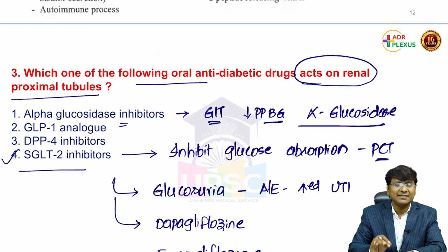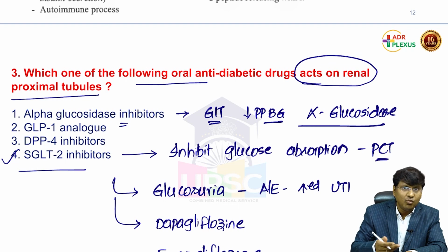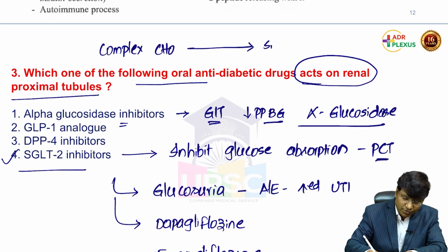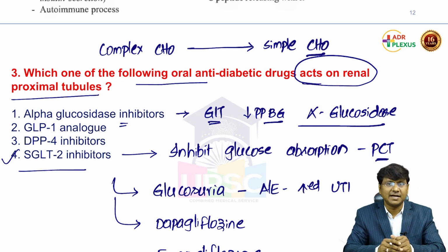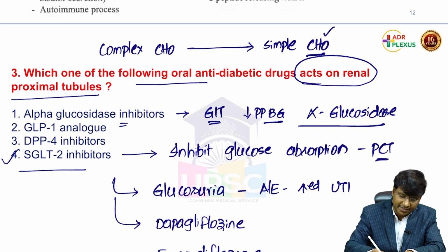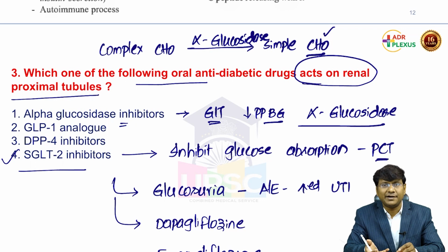Now, by inhibiting this enzyme alpha glucosidase, what happens is, normally in the GIT, the complex carbohydrates get converted to simple carbohydrates, okay? Complex carbohydrates get absorbed only when they are converted into simple carbohydrates by the enzyme alpha glucosidase. If this enzyme is inhibited, the complex carbohydrate is not converted into simple carbohydrate, so it is not absorbed and gets excreted in the feces.